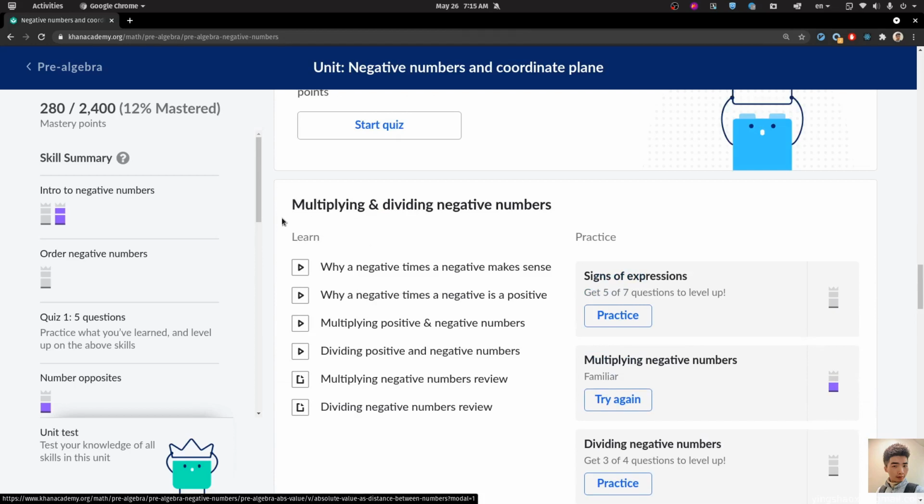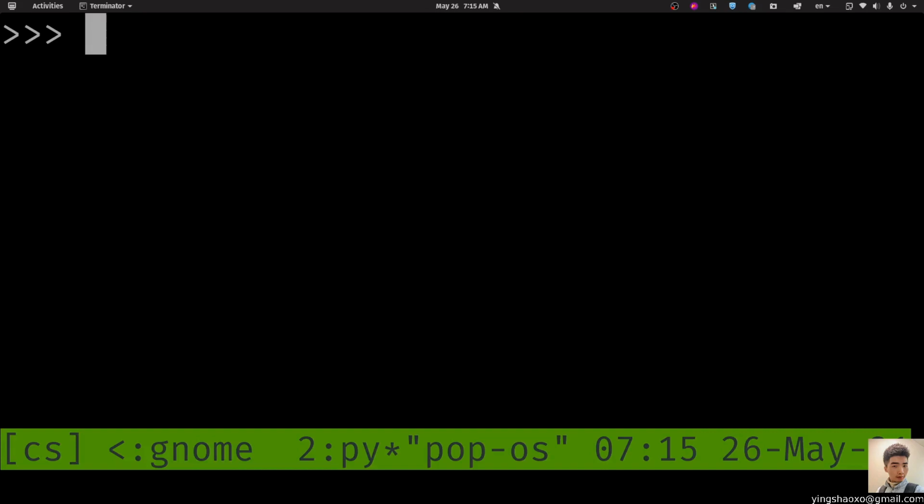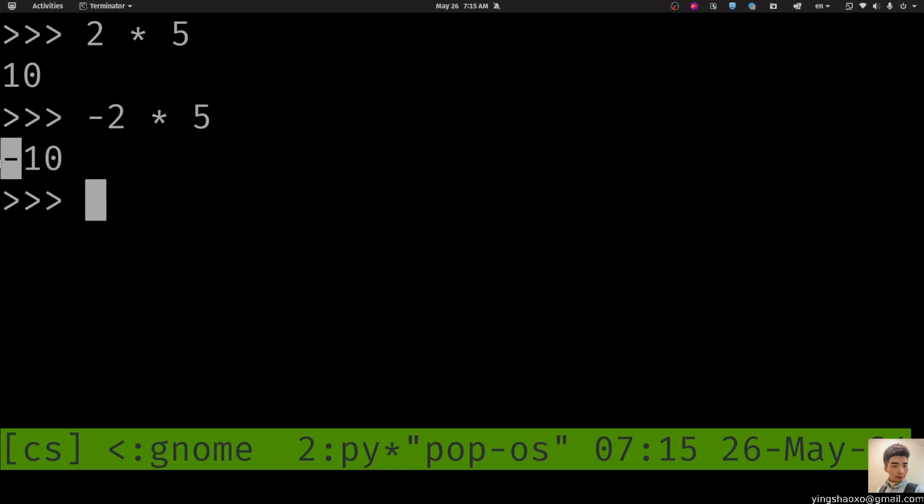And here he's talking about multiplying and dividing negative numbers. So we can also do that kind of experiment with Python. For example, negative 2 times 5 equal to negative 10, because we got one negative here, and in the end we get one negative. But for negative 2 times negative 5, what kind of value would we get? We would get 10, because now we got two negative numbers and we can write it down, negative, and 2 times 5 is equal to 10.